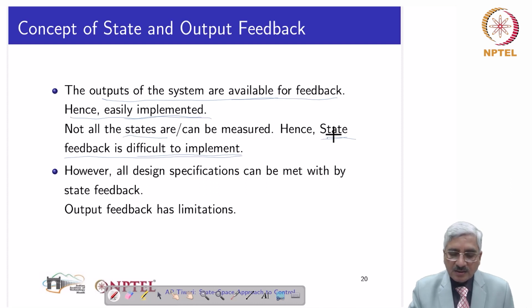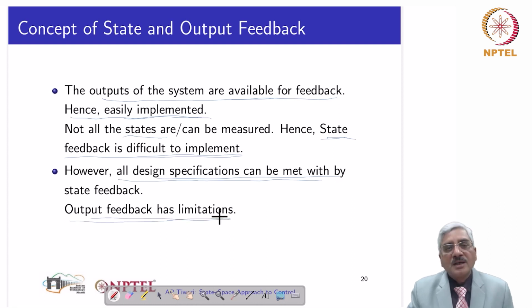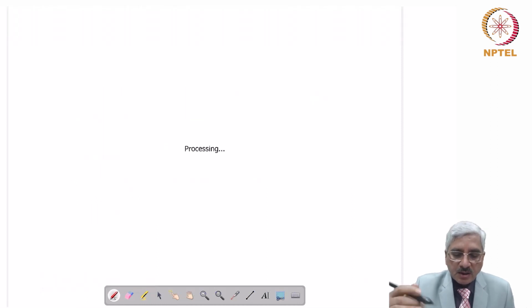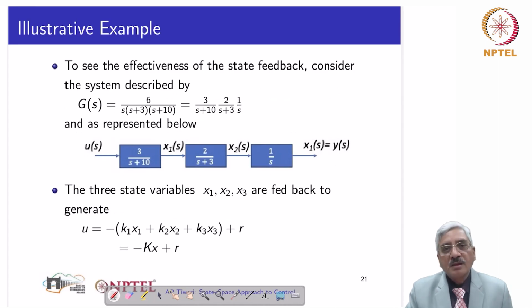But there are advantages, because all design specifications can be met with the state feedback. We will see how. Whereas the output feedback has limitations. It doesn't achieve all the specifications. So we see how the state feedback can meet all the design specifications.